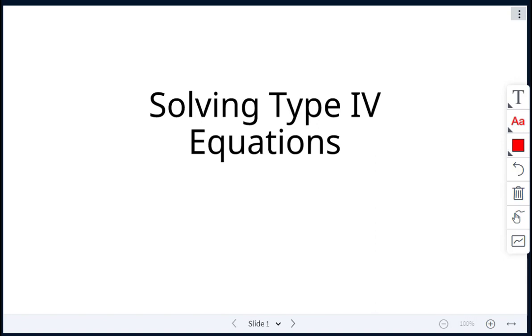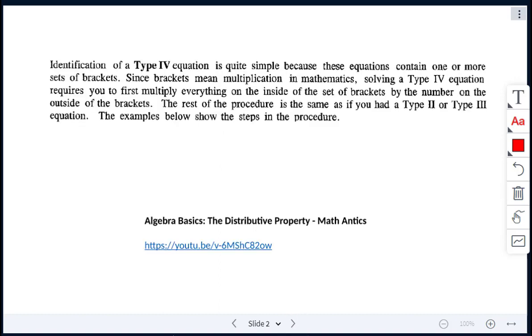All right, so today's class, we are looking at solving type 4 equations. Before we start solving type 4 equations, we're just going to do a little bit of review of what happens when we have brackets. All these type 4 equations are going to contain brackets. In mathematics, when we see brackets and a number in front of the brackets, that number is multiplying everything inside of the brackets. So that's what we're going to work on today.